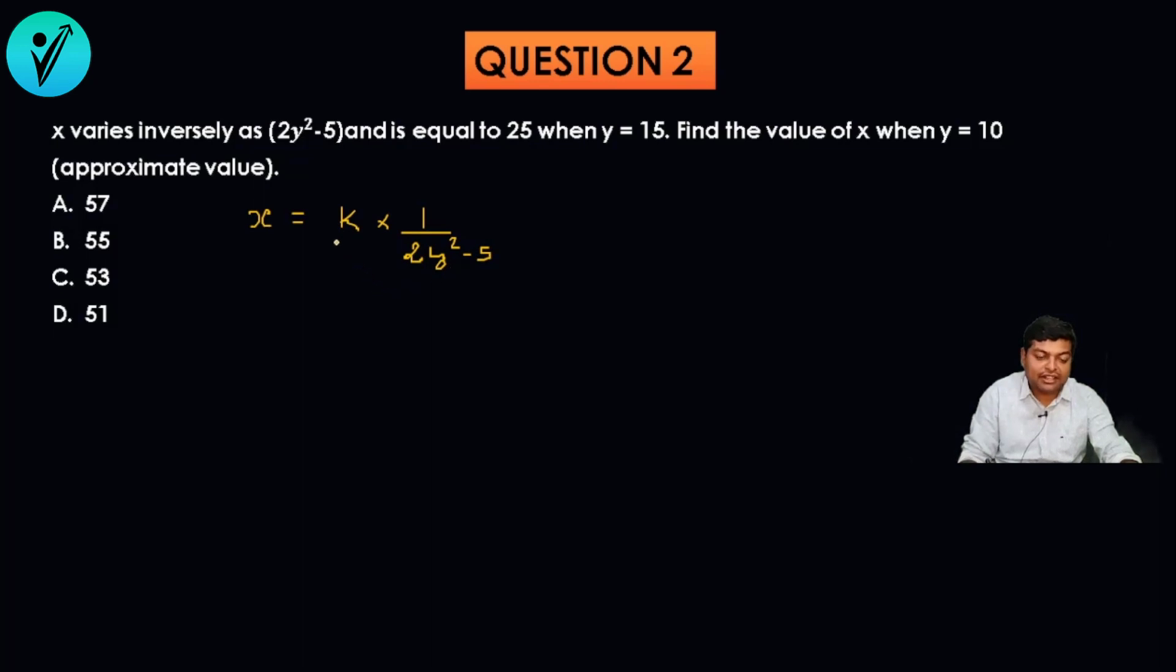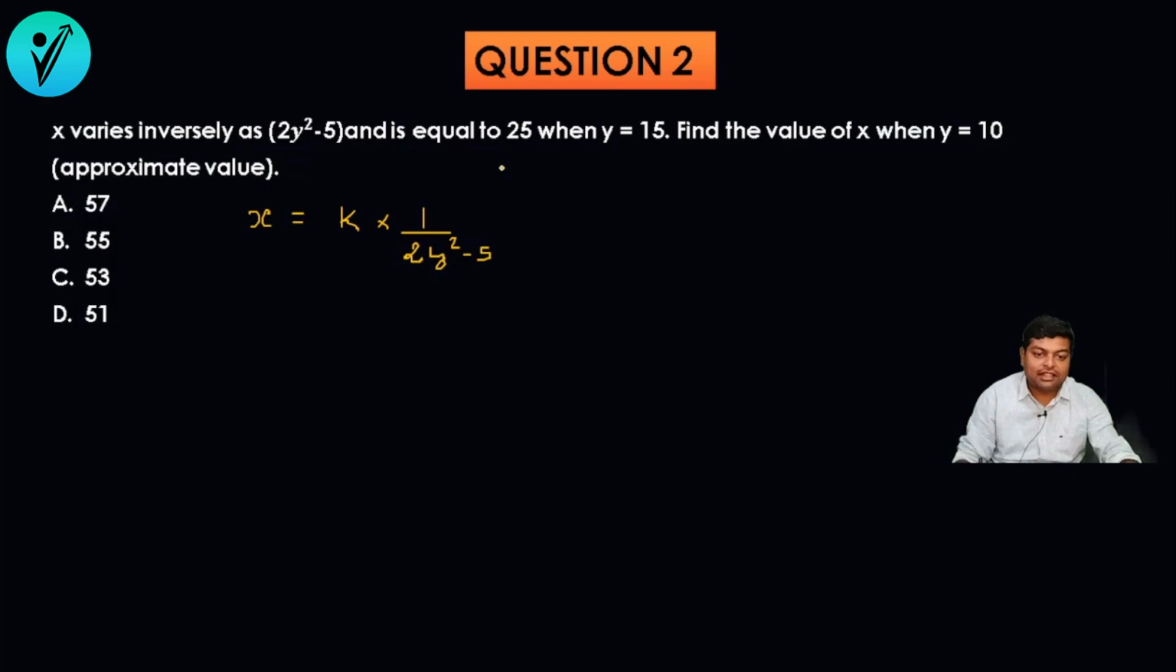Now how have I written this? First I should have written x is inversely proportional to 1 upon 2y square minus 5. To remove this proportionality sign, I have written down a constant k. So x is equal to k times 1 upon 2y square minus 5.